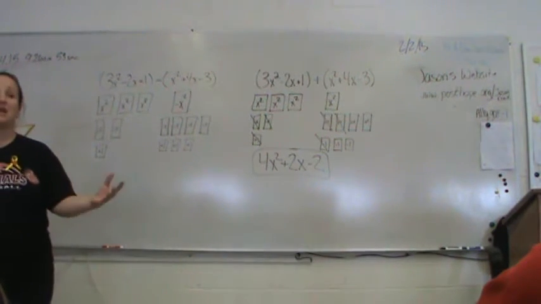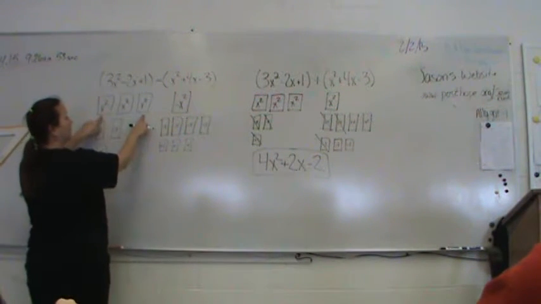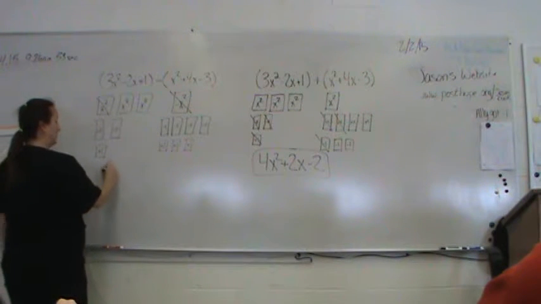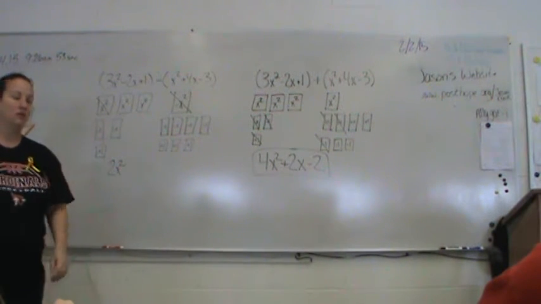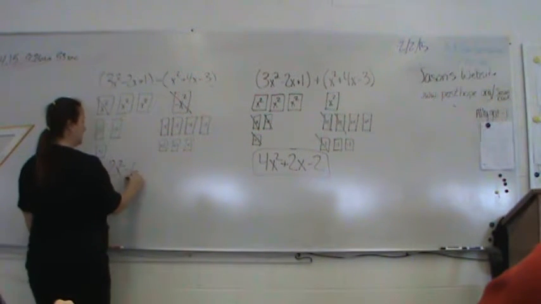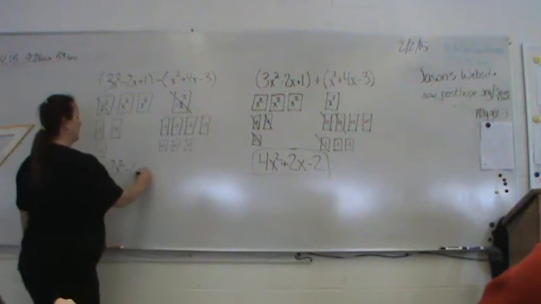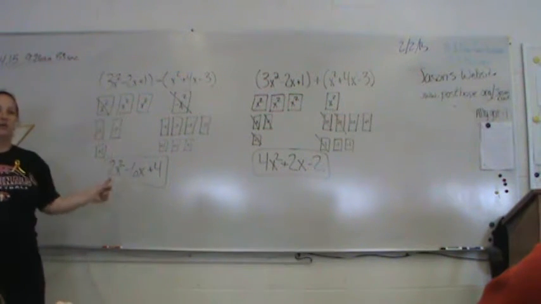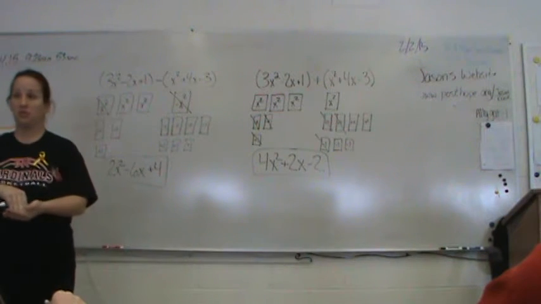Now I'm doing the exact same thing that I just did over here. I'm looking and seeing I have 3 positives, 1 negative. That's going to cancel. So I'm going to get 2x squared. I have all negatives now, 6, so I'm going to have a negative 6x. I have all positives, so I'm going to have a plus 4. So I'm going to get 2 different answers every single problem that I do today.